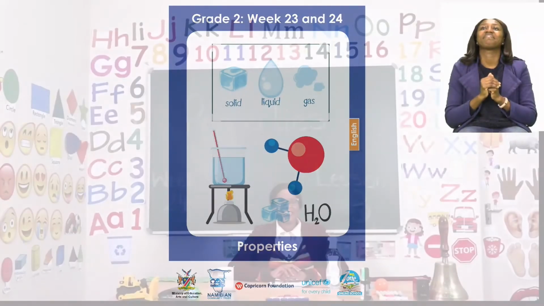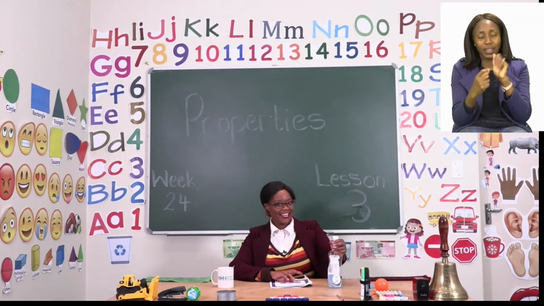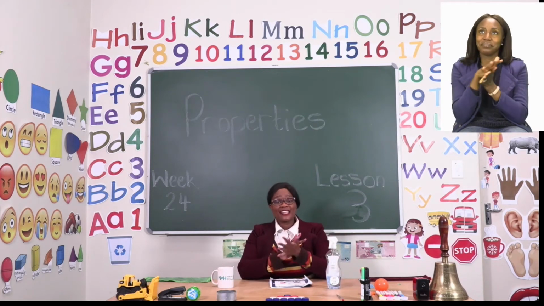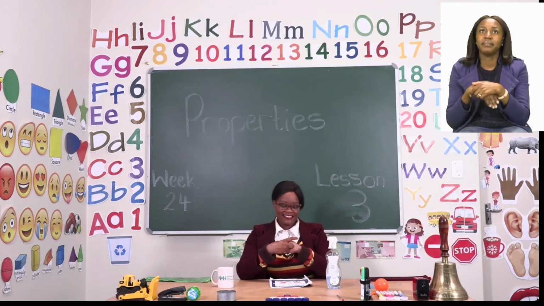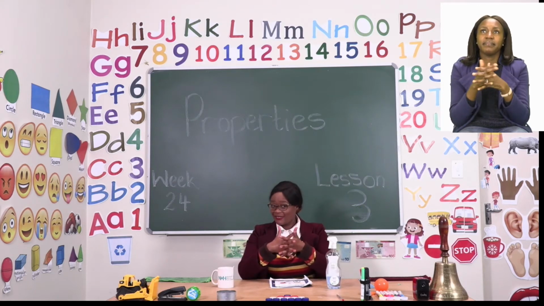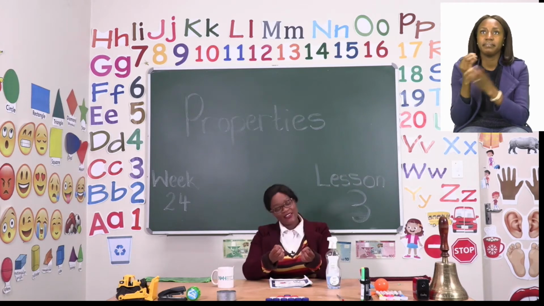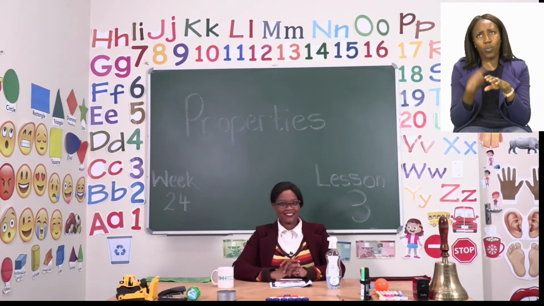Properties. And before we get into any lessons, we know that we need to sanitize. So let's take our sanitizer and we rub inside our hands, around our hands, in between our fingers, on our wrists, and our fingertips too. Make sure your hands are dry before you touch anything else.